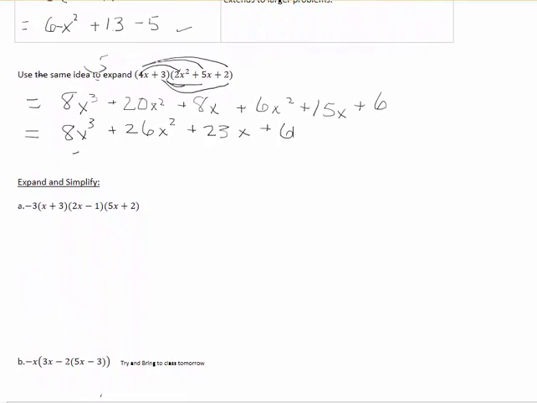Alright, and sometimes we're going to have more brackets and a term out front. We start by distributing our negative 3 in. To distribute the negative 3 in is just to multiply. So negative 3 times x is negative 3x. Negative 3 times positive 3 is negative 9. So we'll bracket those.